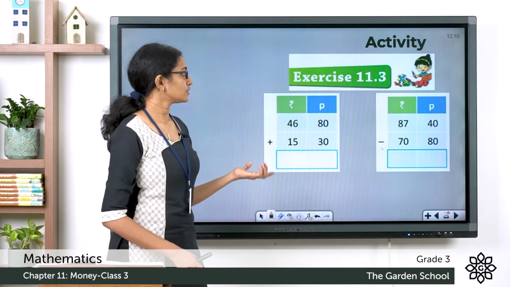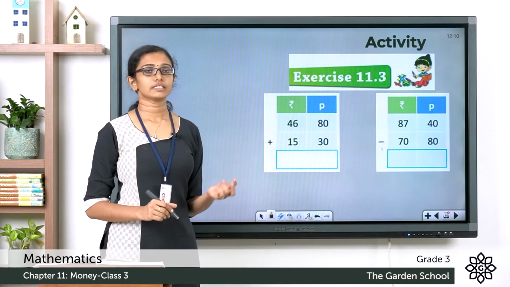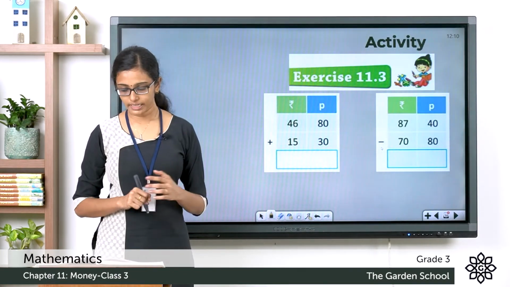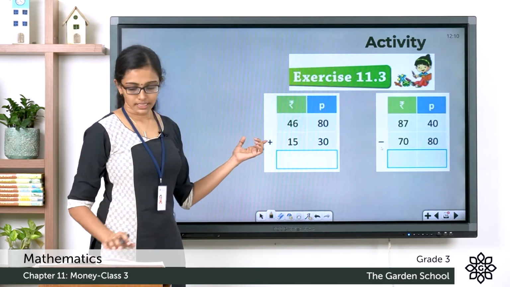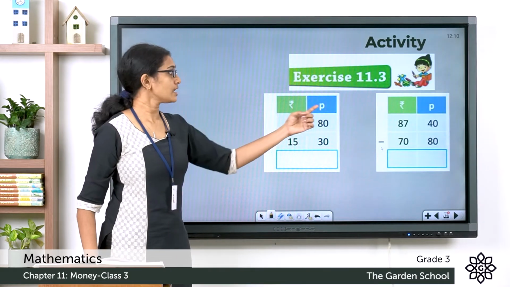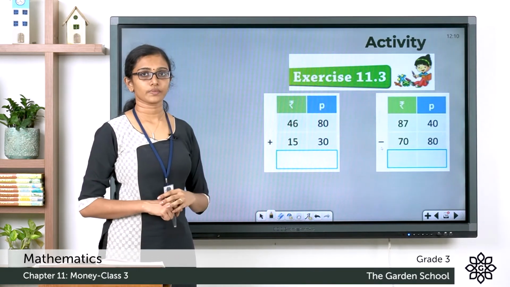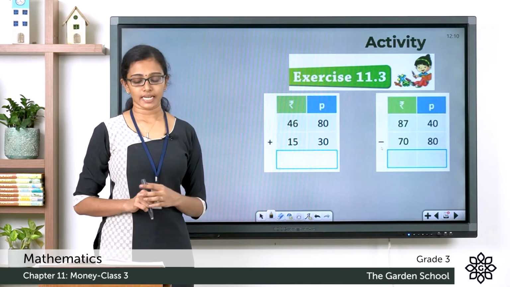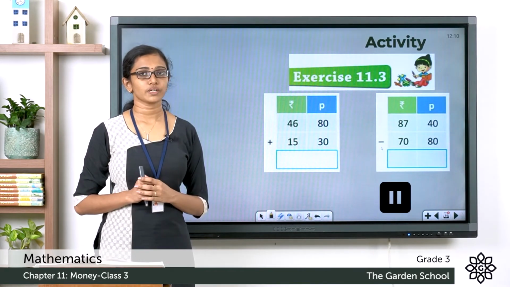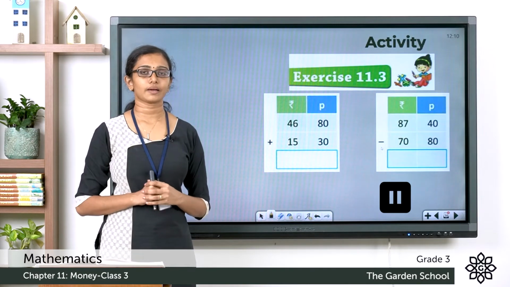So children, you can do one activity now. You can see these questions in page number 153. This is from exercise 11.3. This is question number 1E and question number 2D. We have to work out these 2 questions in your textbook itself as an activity now. Please pause this video, finish the activity and come back.